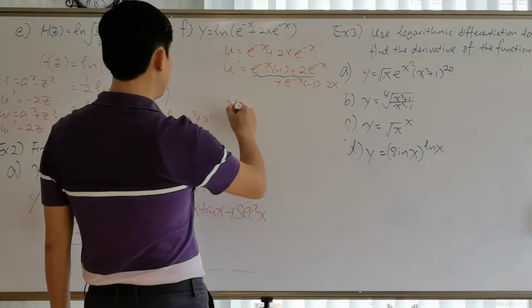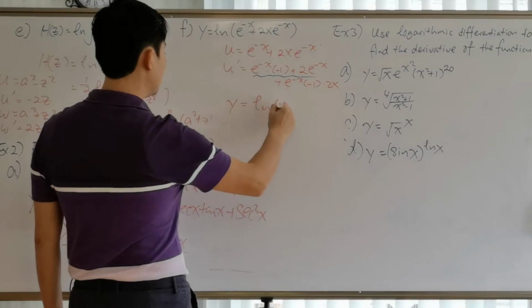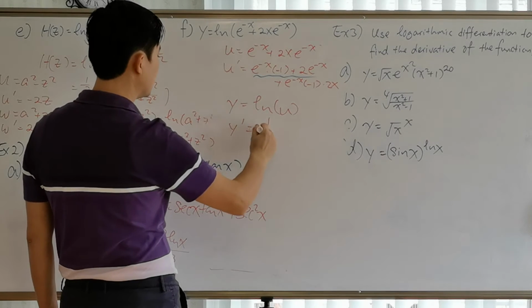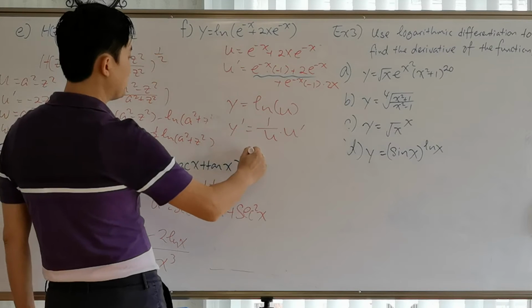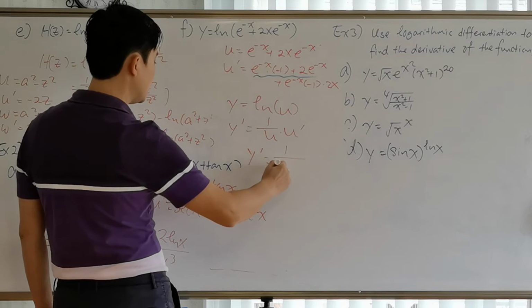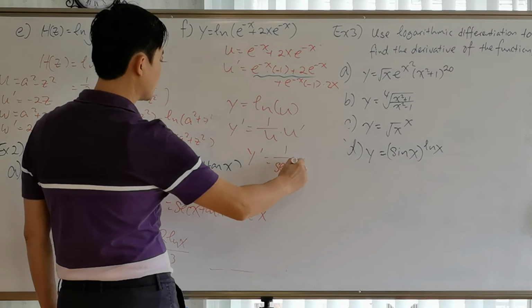So this one, rewrite it. So y equals natural log of u. The derivative of natural log of u is always 1 over u times the chain rule, u prime. So y prime would be 1 over secant of x plus tangent of x.